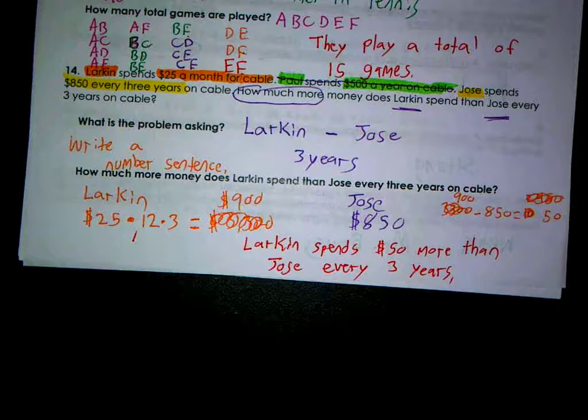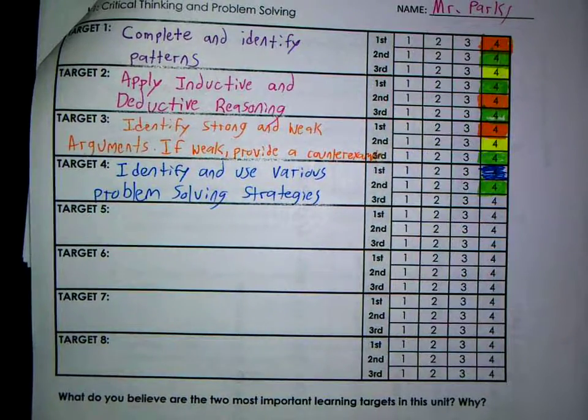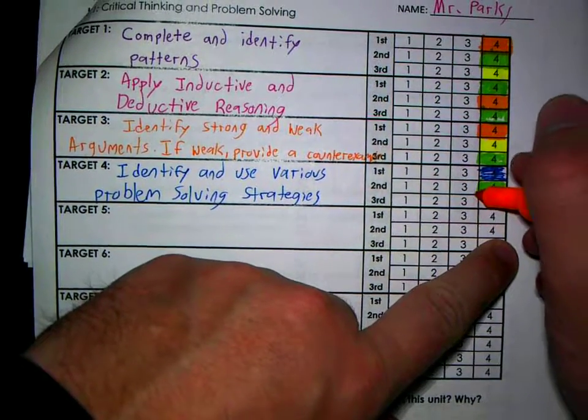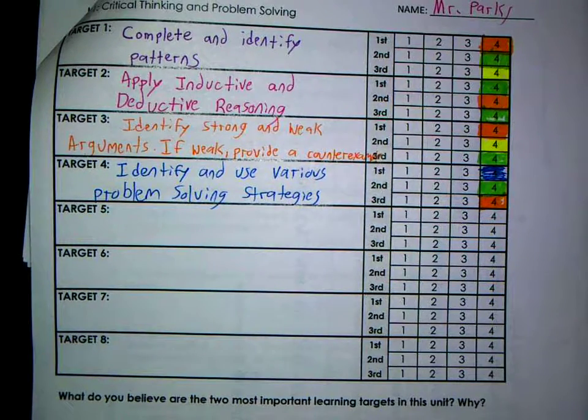All right, so that is, can you identify and use various problem-solving strategies? That's very useful on the ACT. I'm a 4. So looking at my results, if I were a student, I would probably expect I'm going to get an A on the test.